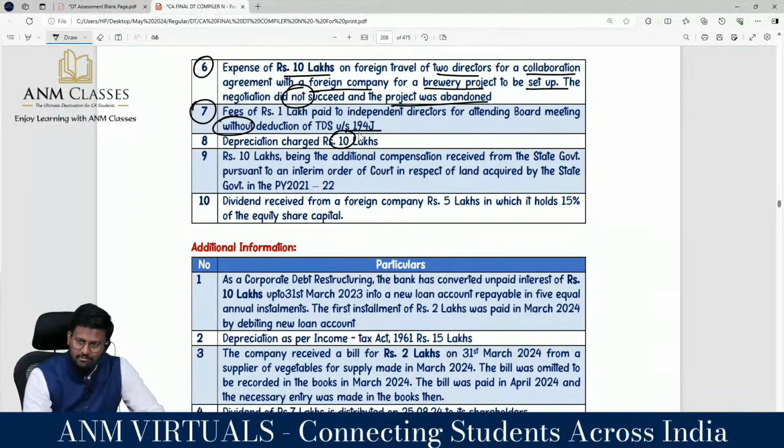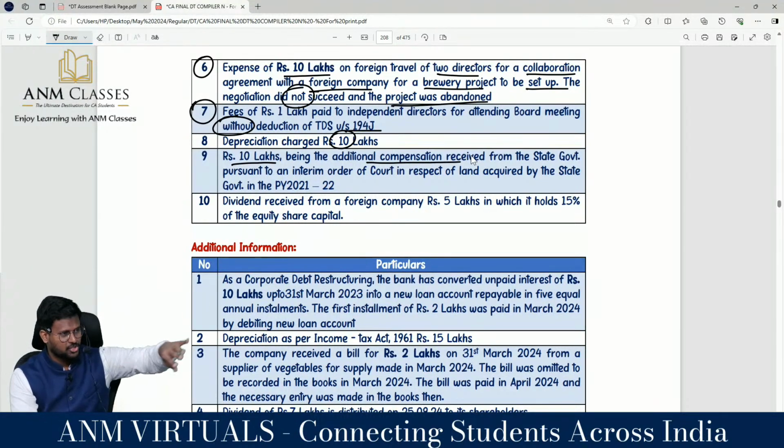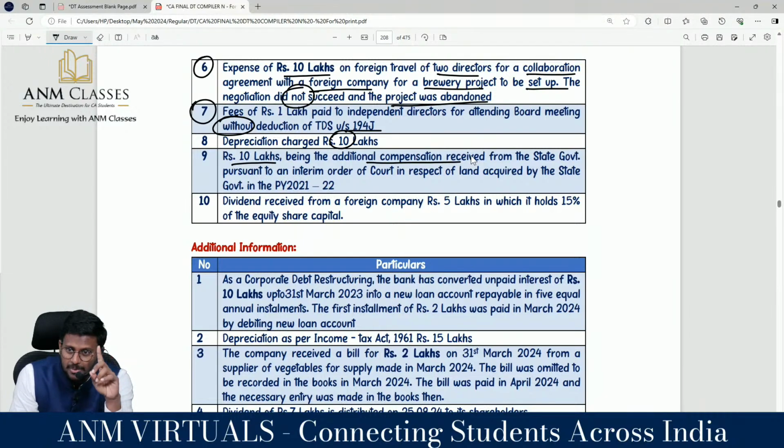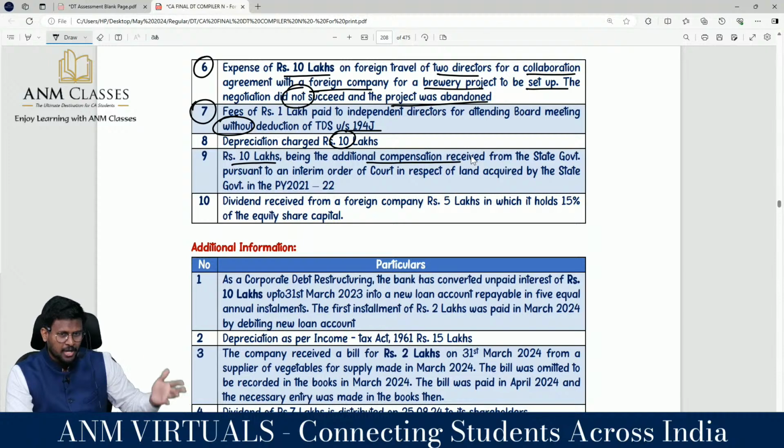Depreciation charge 10 lakh, add it back. Rupees 10 lakh being additional compensation received. Oh my God, they are moving into section 45 subsection 5. Compulsory acquisition of land and building: original compensation and additional compensation. Original compensation will be taxable in the year of the first receipt, the whole amount. Whereas additional compensation will be taxable in the year of actual receipt. Interest on additional compensation will be taxable under the head income from other sources, with a flat deduction of 50% as per section 57 clause 4.